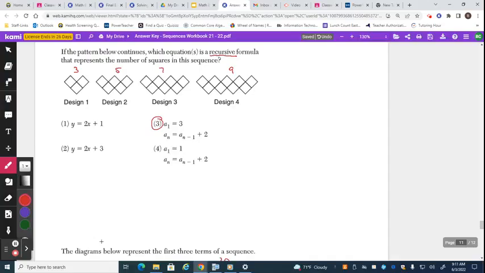All right, so for the first one, it's asking for a recursive formula. So they're kind of testing to see whether you know whether the formula is recursive or explicit. So the explicit formulas are 1 and 2, so those are out. So it's a question, is it 3 or 4? So our first term is 3, and each term goes up by 2, so choice 3 is the correct answer.